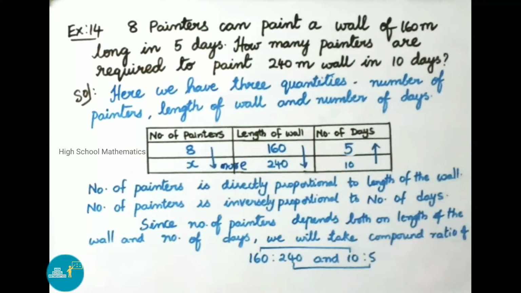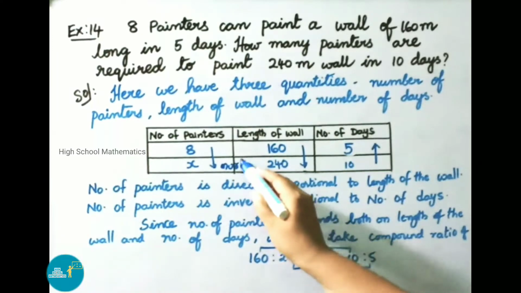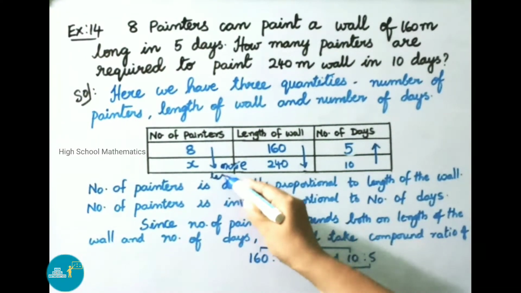Now we are going to compare the number of painters and the number of days. For 5 days, 8 painters can paint the wall. For 10 days, we will require fewer painters. Now, this value will become less.